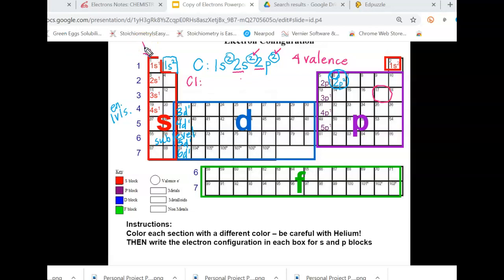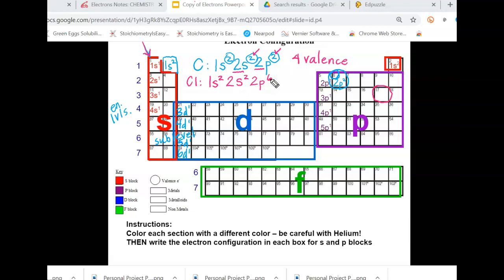I'm going to start at 1s, and I know that 2 electrons fit there. And then I'm going to drop down to the next energy level, and I'm going to use the 2s location, and I know that in the s, 2 electrons also fit there. Then I'm going to work across to the 2p sublevel, and I'm going to represent all 1, 2, 3, 4, 5, 6 electrons there. So I'm going to write this as 2p6.